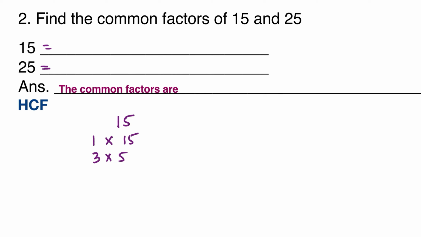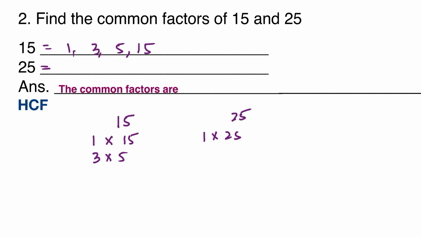4, no. 5, yes. But what is the trick here? 5 into 3, 3 into 5 is the same thing. We stop here. These are the only 4 factors of 15. I'm quickly going to write that down. 1, 3, 5, 15. Which is the next number? 25.